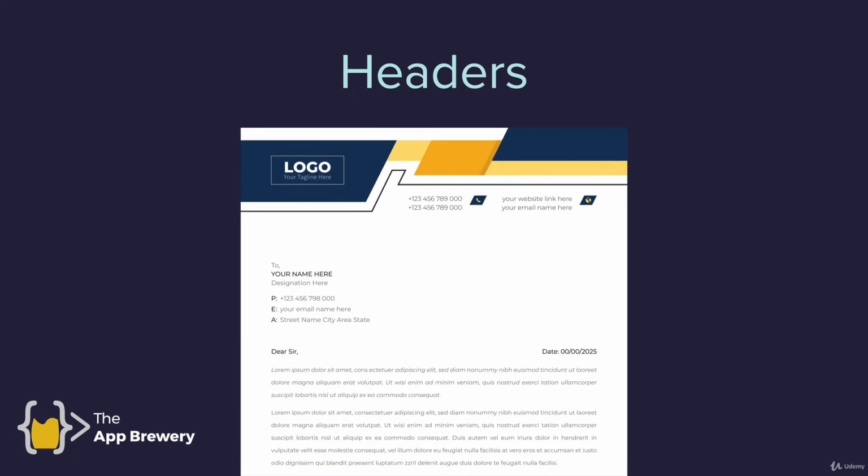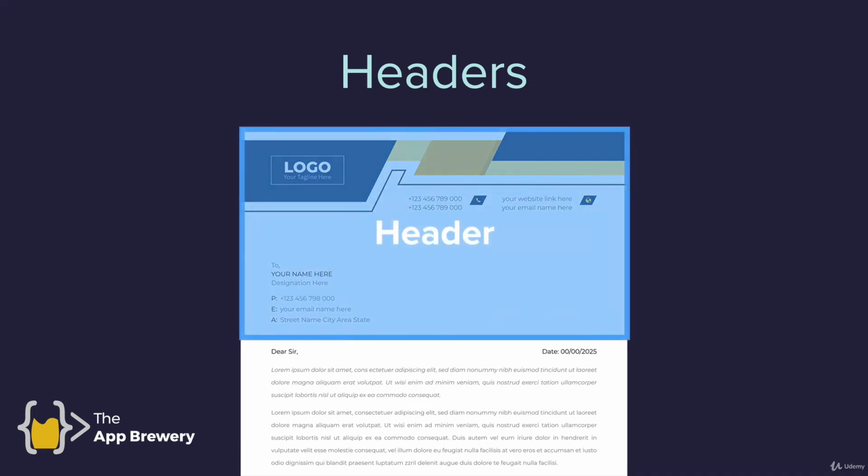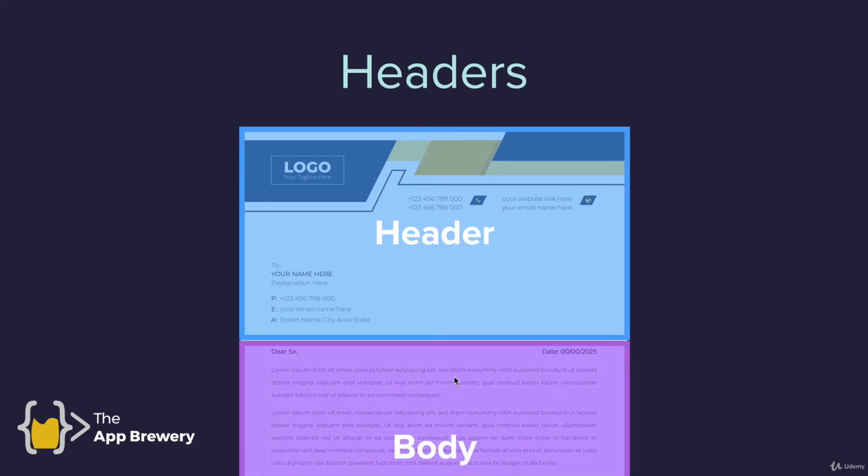Well, if you think about a letter that you might get in the mail, the header is the part that contains some relevant pieces of information like the phone number of the company or the website of the company or their logo. And then the body is the actual message part, essentially. It's the part that changes from letter to letter.